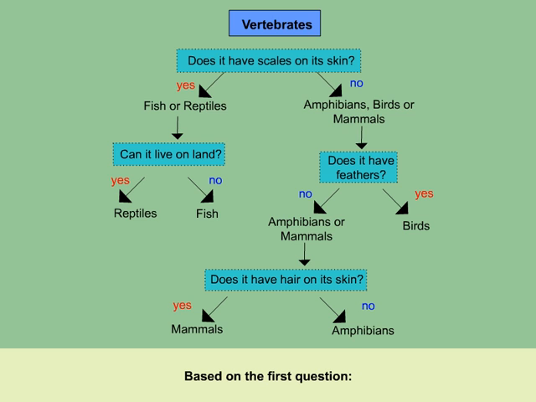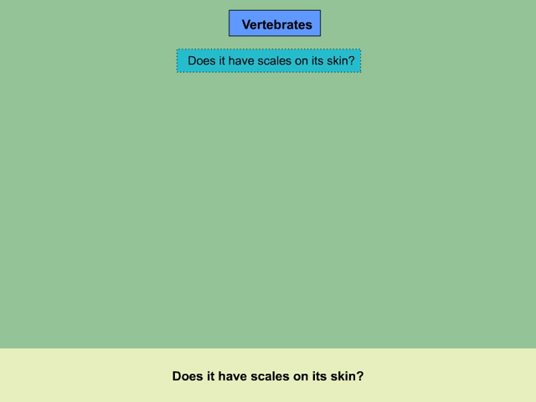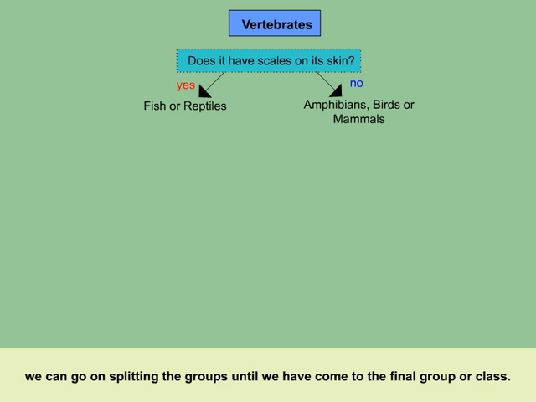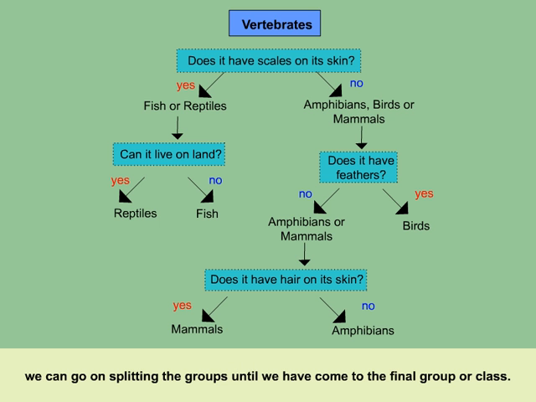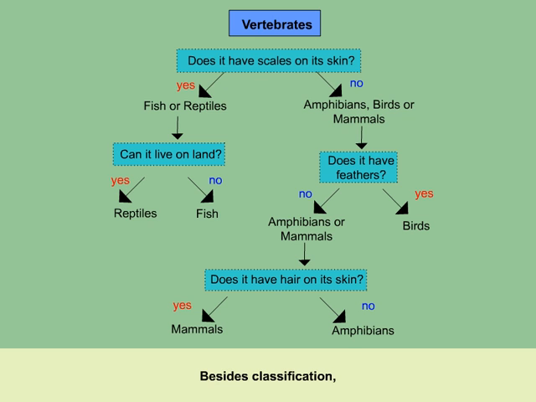Based on the first question, does it have scales on its skin? Vertebrates can be split into 2 groups. In this way, we can go on splitting the groups until we have come to the final group or class. Besides classification, keys are also used for quick identification of an organism.